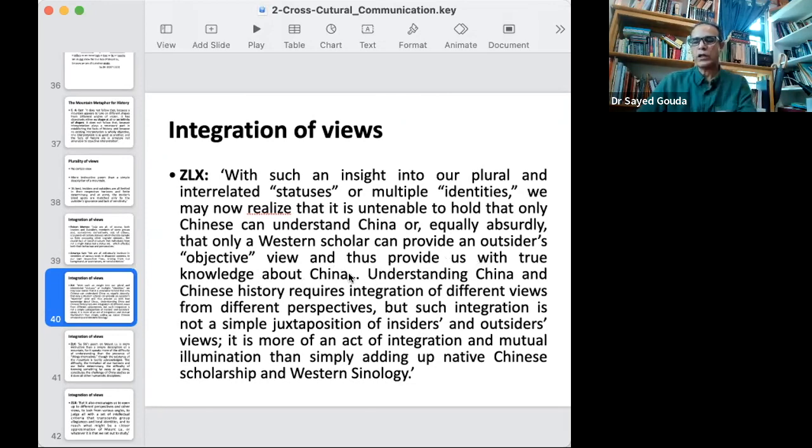So neither the Chinese way nor the Western way is the best way. We need to have both. He says understanding China and Chinese history requires integration of different views from different perspectives. But such integration is not a simple juxtaposition of insiders' and outsiders' views. It doesn't mean we combine the two views and that's it, taking something from here and something from there. No, it's more complex than that. It is more of an act of integration and mutual illumination than simply adding up native Chinese scholarship and Western sinology.